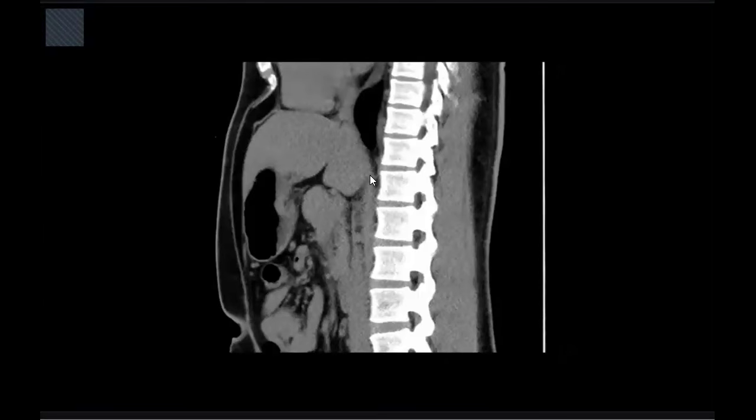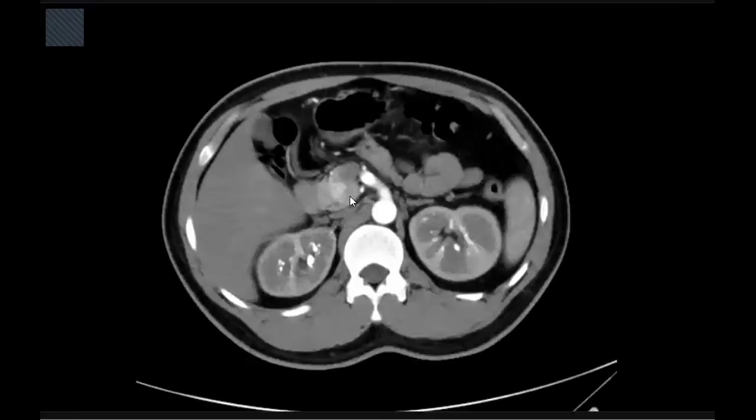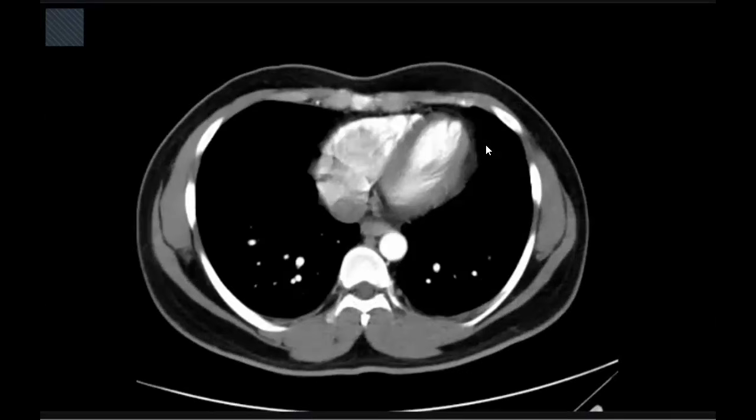I can appreciate that this is not the soft tissue window. If you found the pancreatic mass, what will you do next? Next, I would correlate with the serum CA 19-9 levels, as it was a hypodense lesion. And I should do a contrast study first.